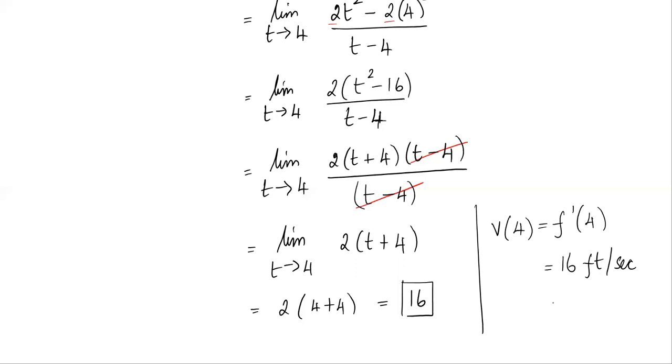And if you were to explain this in words, you go back to the question and pull the sentence from the question. It said, find the instantaneous velocity of the vehicle. So this is the instantaneous velocity. And again, remember, another name for instantaneous velocity is derivative.